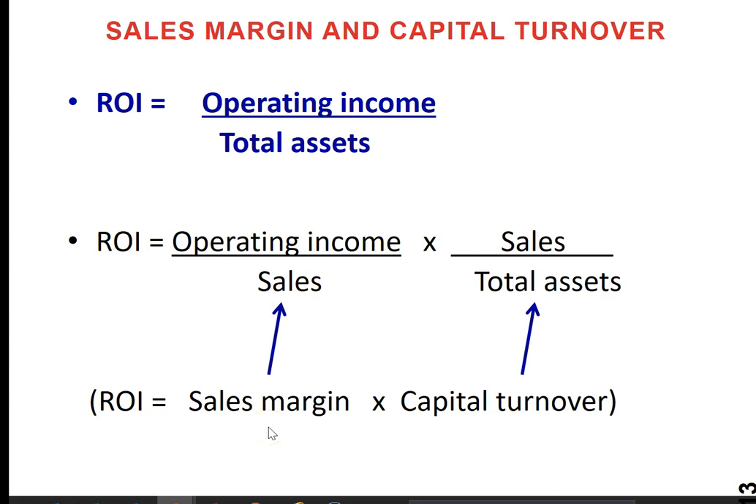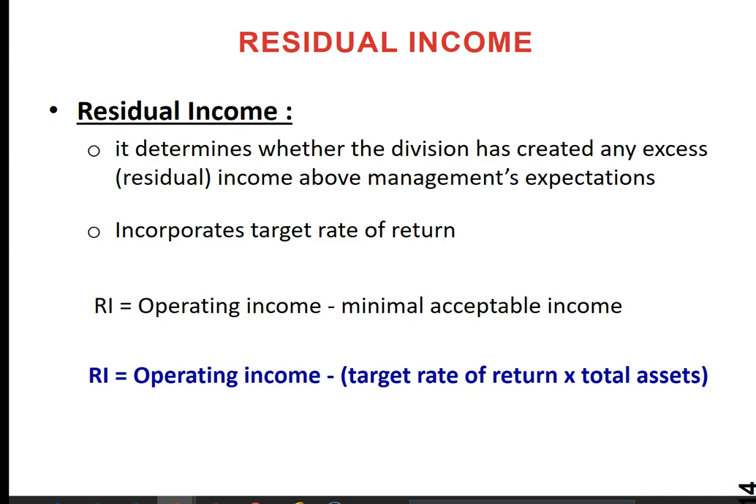we will call sales margin. So what's the formula for your sales margin? It's operating income divided by sales. What's the margin that you are getting from your sales? On the other hand, we also know this formula as capital turnover: sales divided by total assets. So ROI, this is the short formula. You can also decompose it into two parts: sales margin multiplied by capital turnover. Sales margin means operating income over sales, and capital turnover means sales over total assets. So you basically need to know all these formulas.